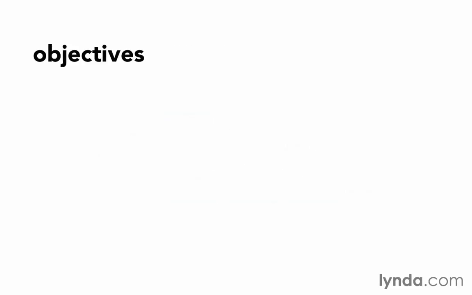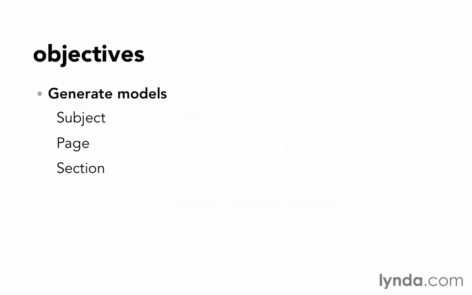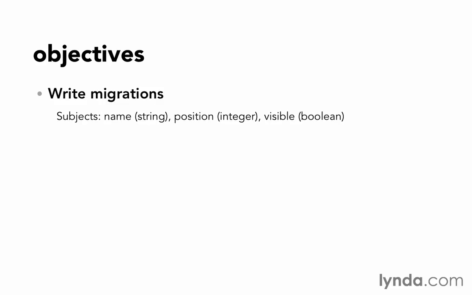Here are your objectives for your assignment. Generate the models for the subject, the page, and the section. And remember, when you generate a model, a migration file is included. Then, write the migrations. For the subjects, you'll have a name column, which will be a string, a position, which will be of type integer, and visible, which will be of type boolean.